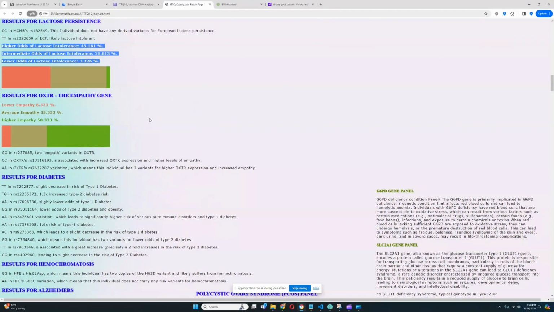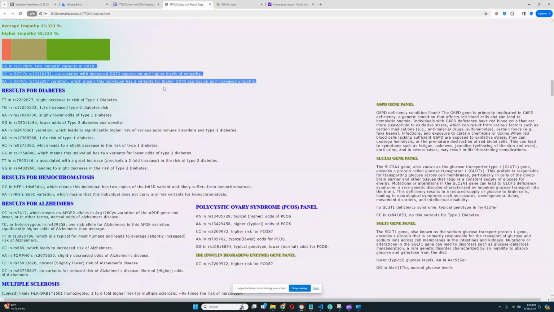For OXTR and empathy gene, he's scoring a higher level of empathy based on these 3 SNPs. For diabetes, let's see.